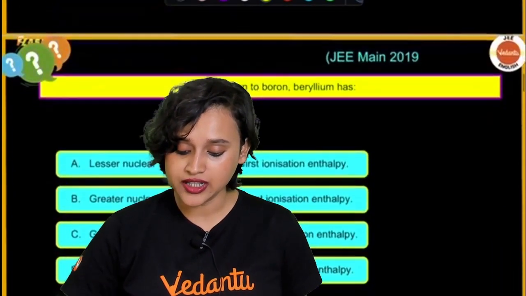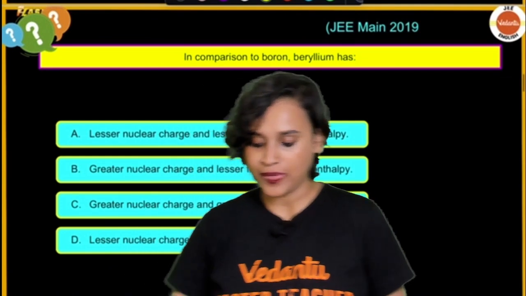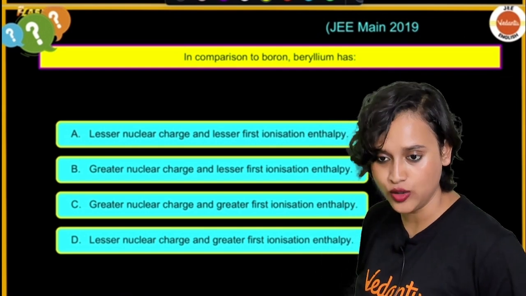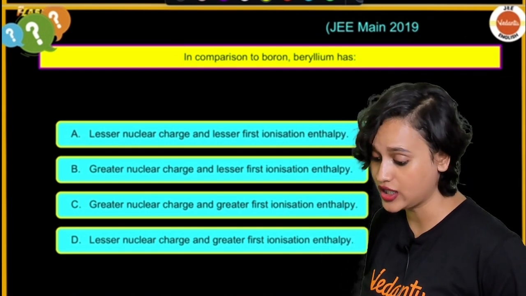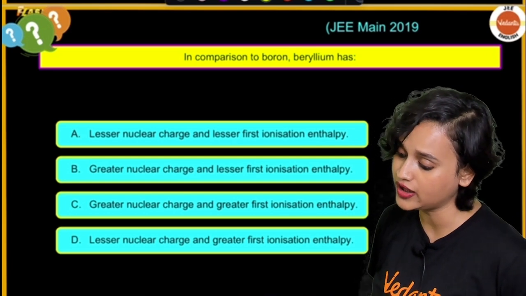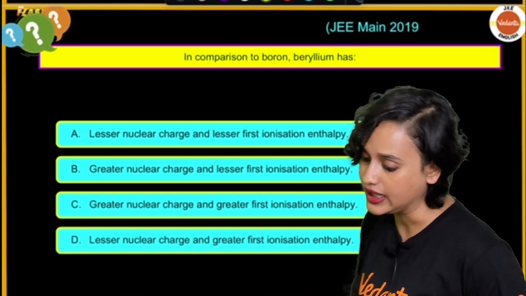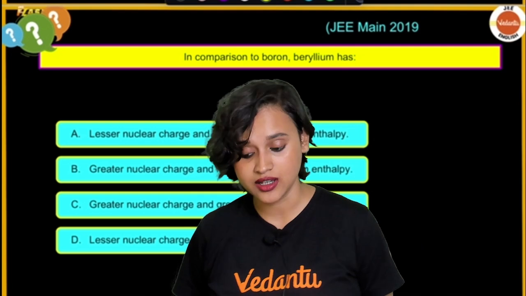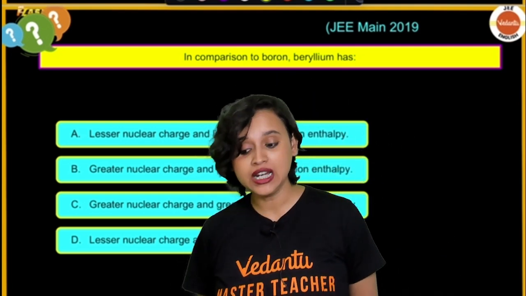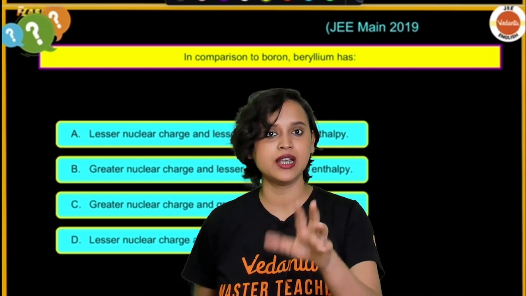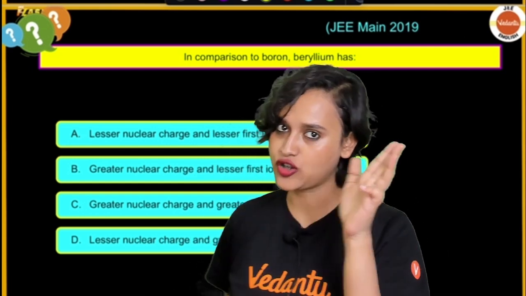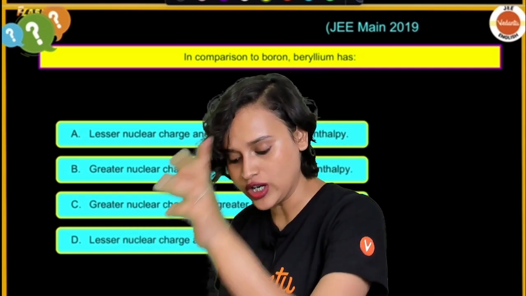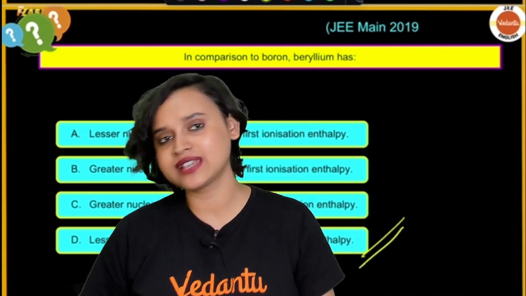Next question is, in comparison to boron, beryllium has lesser nuclear charge and lesser first ionization enthalpy, greater nuclear charge and lesser first ionization enthalpy, greater nuclear charge and greater first ionization enthalpy, or lesser nuclear charge and greater first ionization enthalpy. Yes, beryllium will have greater first ionization enthalpy than boron because beryllium has a stable, fully filled electronic configuration. However, boron has more atomic number, that means it will have more nuclear charge. So yes, I think option D makes sense. Option D is the correct answer.